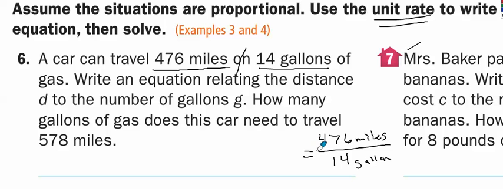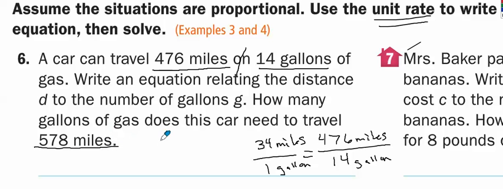I'm going to divide this out. 476 miles to 14 gallons is going to, when you divide it, turn out to be 34 miles per 1 gallon. Okay? Now it's a unit rate because this one had 14 gallons. We don't care about 14 gallons. We care about having 1 single gallon is what we want. So 34 miles to 1 gallon. Now the question is, how many gallons of gas does the car need to travel 578 miles?